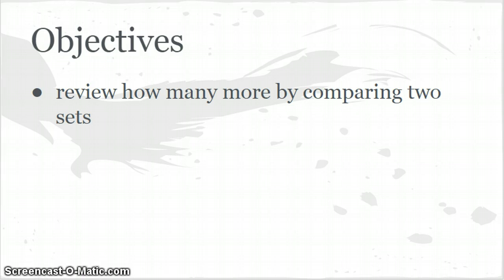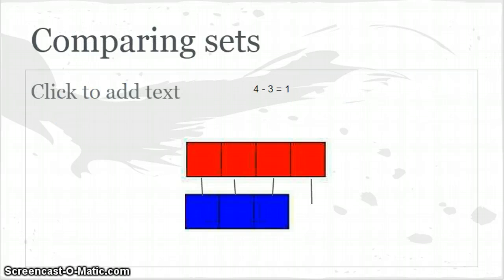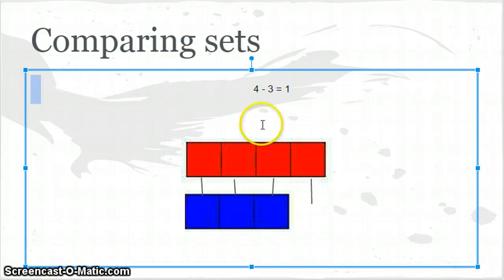So what we're going to look at is how to compare two different sets to determine how many more, and we'll also look at writing subtraction sentences to go along with it. So let's start with something that's pretty familiar to us. We work a lot with math cubes. So here we have two math cube trains, a red train and a blue train. We call them trains because we're talking about math cubes that you can connect like a train.